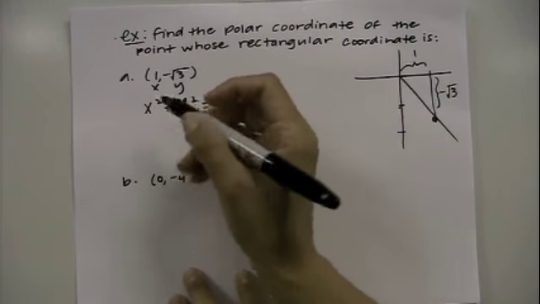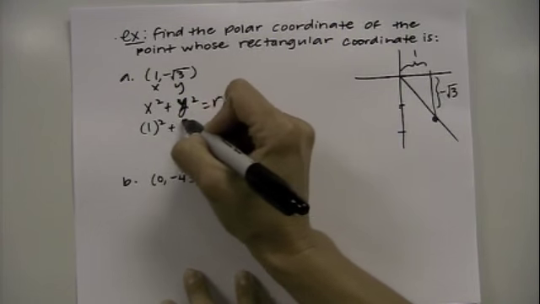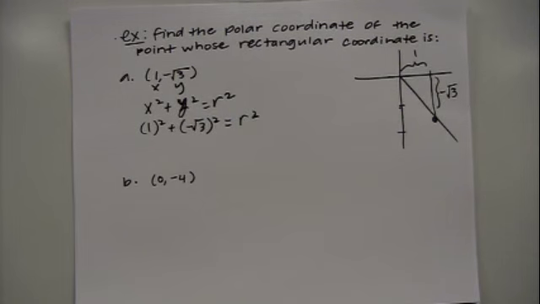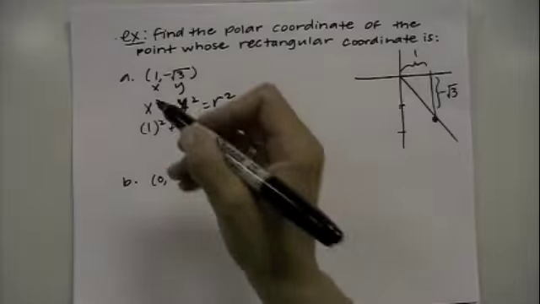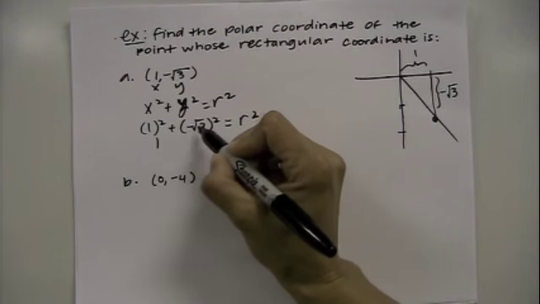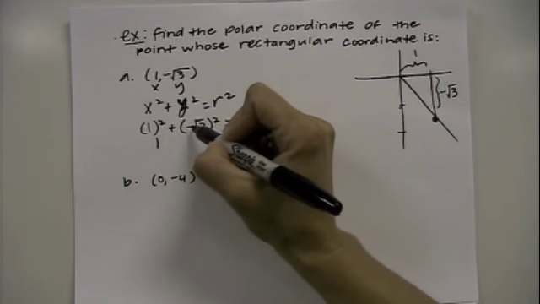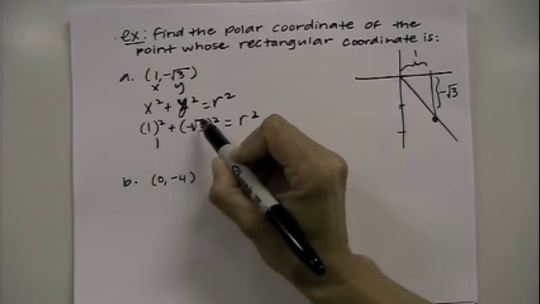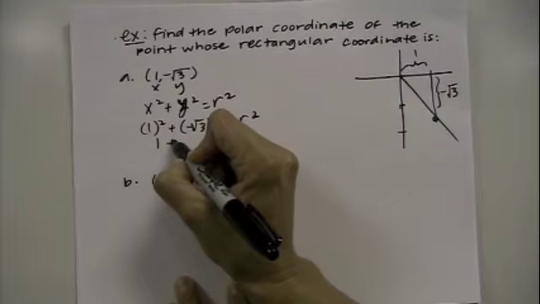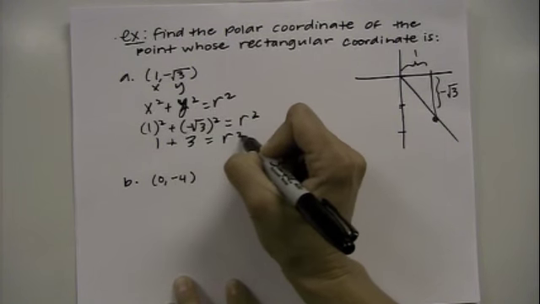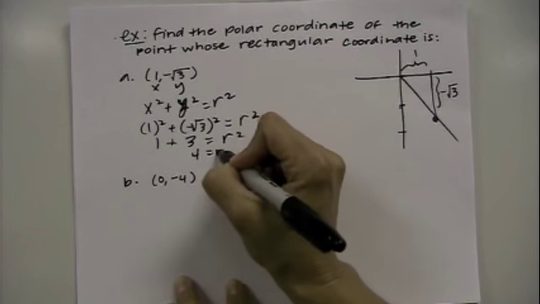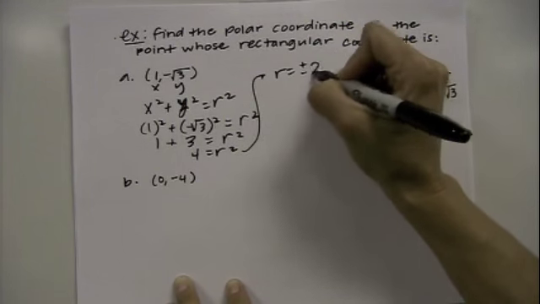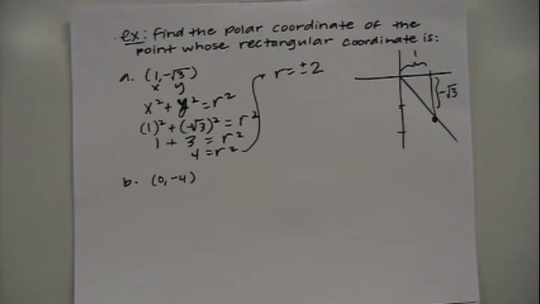And so I can plug in 1 for x, and negative root 3 for y. And it's equal to r squared when I square these and add them up. So you get, this is a negative root 3. It looks kind of messy, but negative root 3 squared. A negative negative is positive. Root 3 squared is 3. So what I'm getting is that r squared equals 4. That means that r equals plus or minus 2.